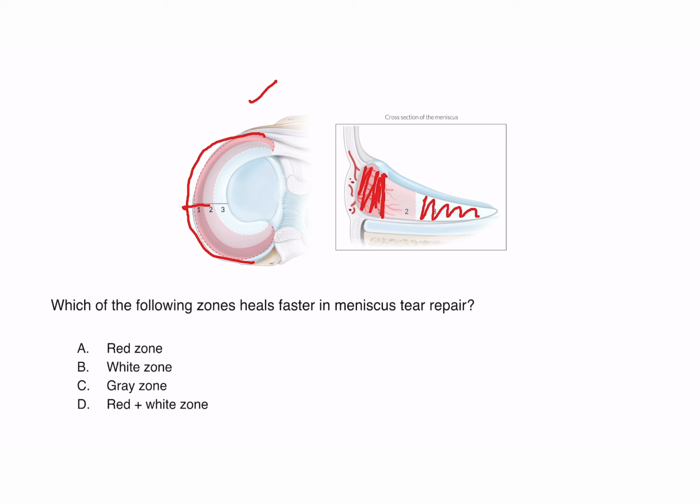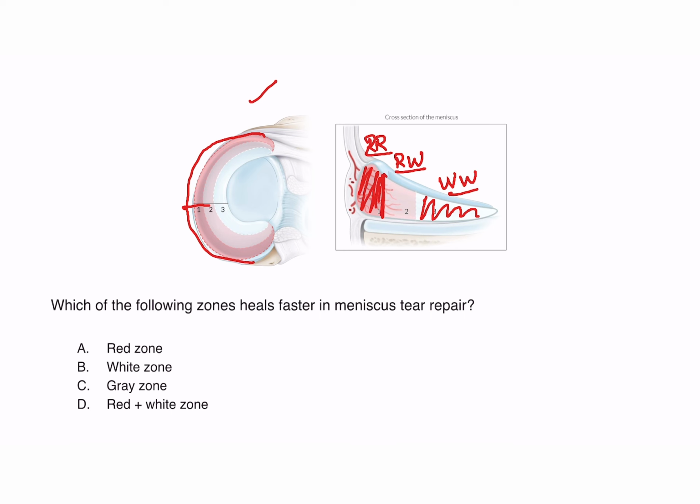So they classified the zones of meniscus as all red, that is the RR zone, red zone, right? And the second zone as some red, some white, so the RW zone, red-white zone, and the third zone is the WW zone, which is all white zone. Okay? So zone 1, zone 2, zone 3. If you know this vascular anatomy, you can clearly answer this question. What do you think? Which tear would heal?